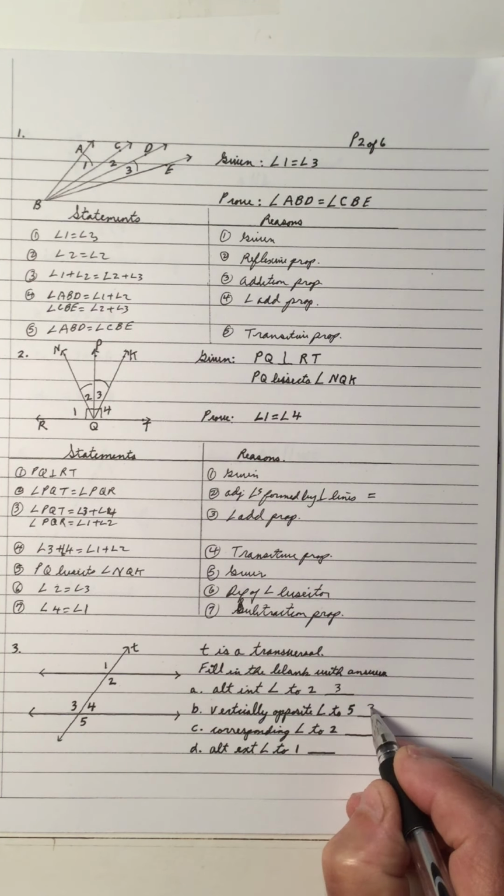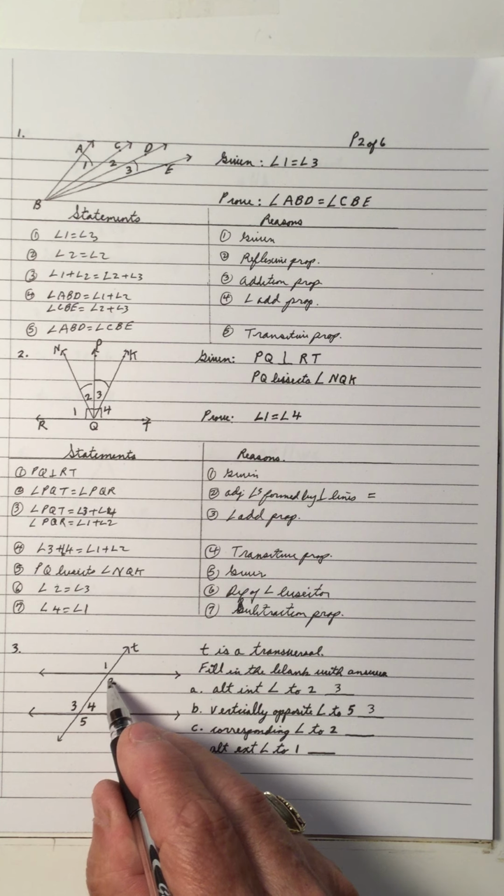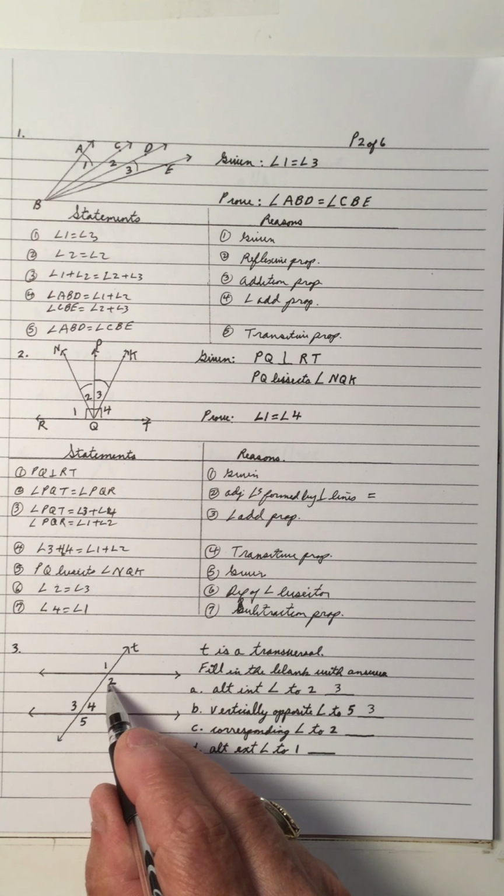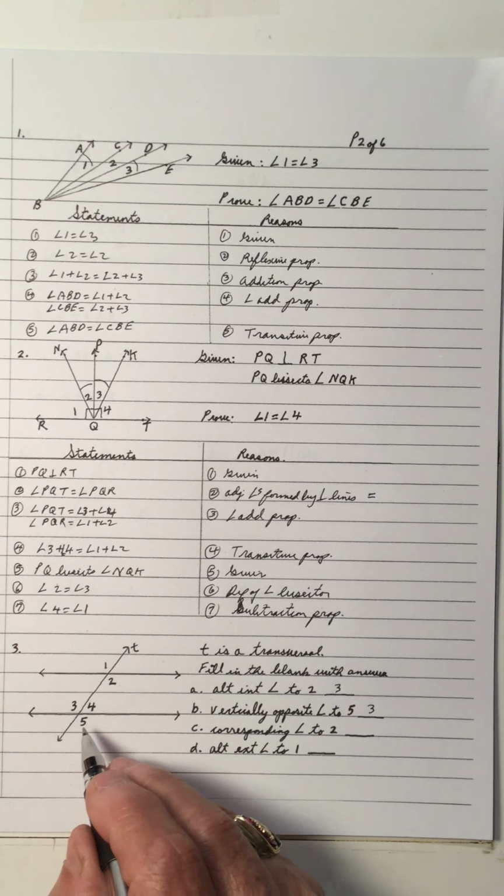Corresponding angle to 2. Corresponding angles are on the same side of the transversal. One is interior, one is exterior. 2 is interior, so corresponding would be 5. Alternate exterior angle to 1. Alternate means across the transversal and the exteriors, so it would be 5. 1 and 5 are alternate across the transversal and exterior. Hopefully everything is going well. Let's continue.